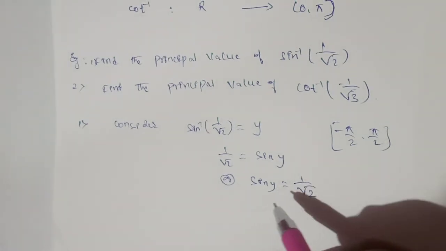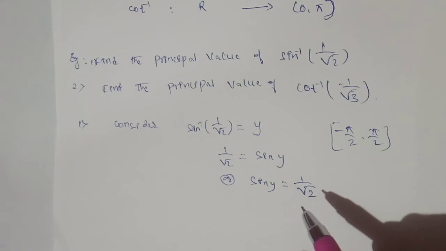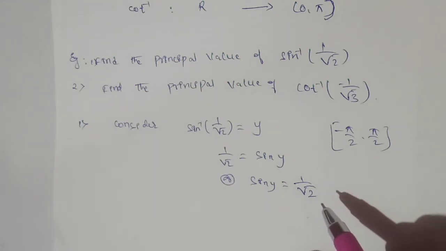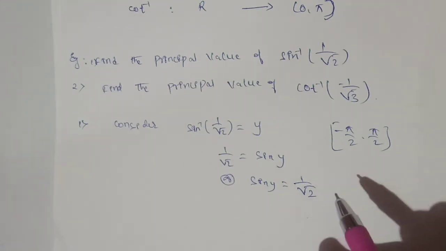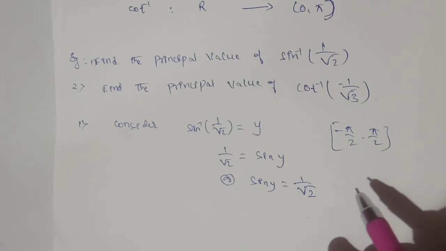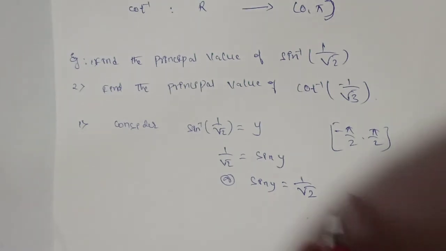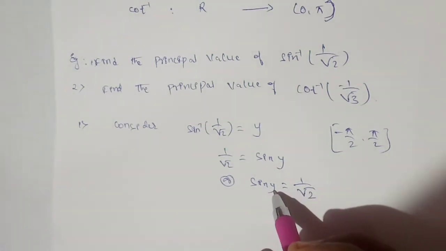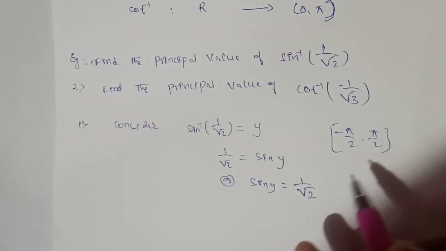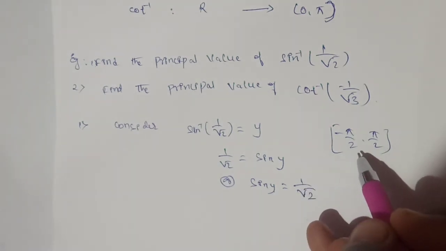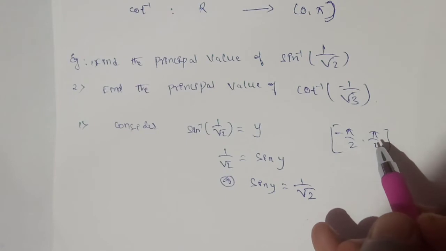In the previous video, in the fundamentals of trigonometric functions, we saw a table where sin pi/4 was 1/√2. Therefore, for what value of y do we get 1/√2, and the value must and should lie between minus pi by 2 comma pi by 2?